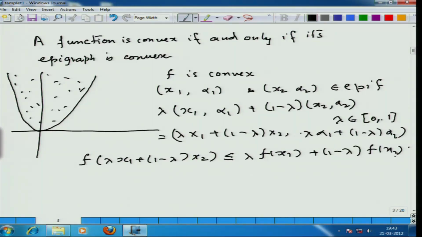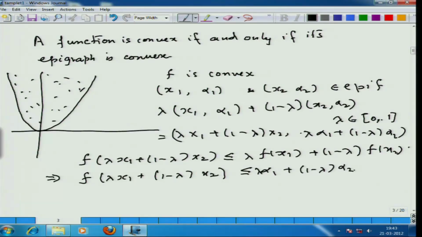You must remember one thing: if lambda is attached here, lambda gets attached to f of x1. If 1 minus lambda is with x2, 1 minus lambda on this side gets attached to f of x2. But since (x1, alpha1) is in the epigraph, f of x1 is less than or equal to alpha1, and since (x2, alpha2) is in the epigraph, f of x2 is less than or equal to alpha2. Which means that f of (lambda x1 plus (1 minus lambda) x2) is less than or equal to lambda alpha1 plus (1 minus lambda) alpha2.